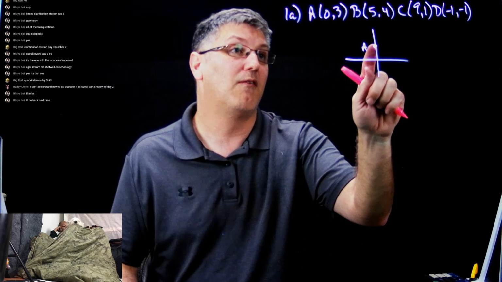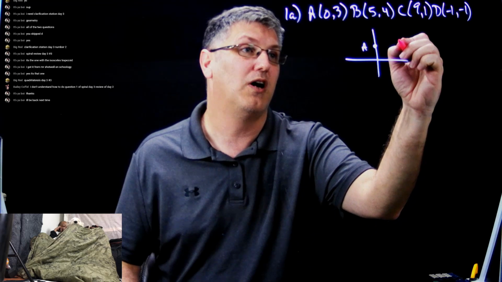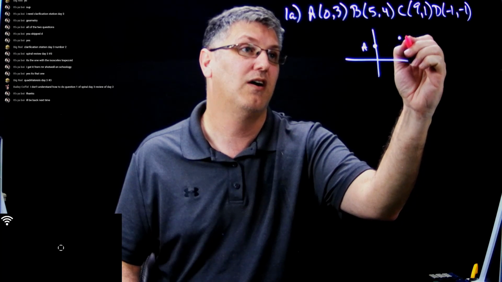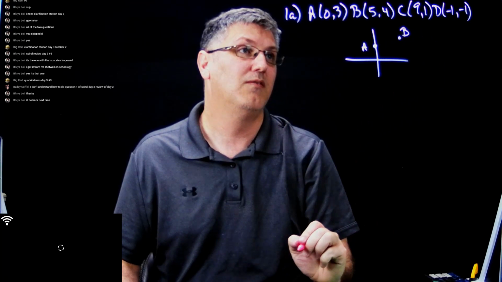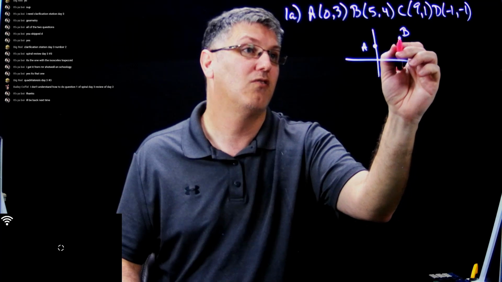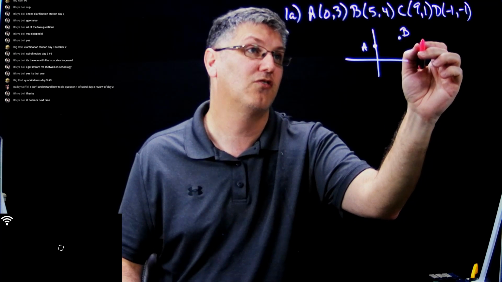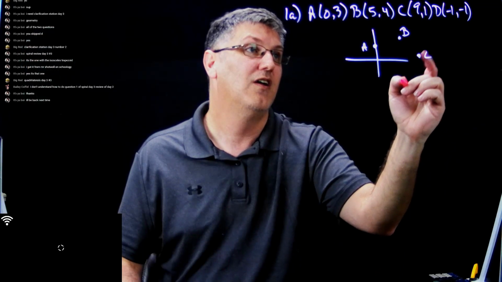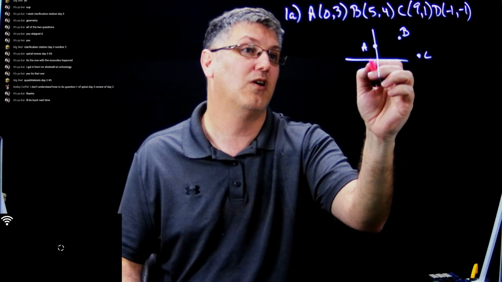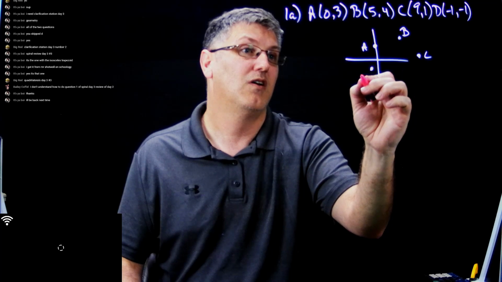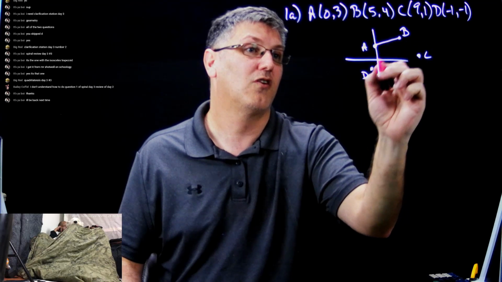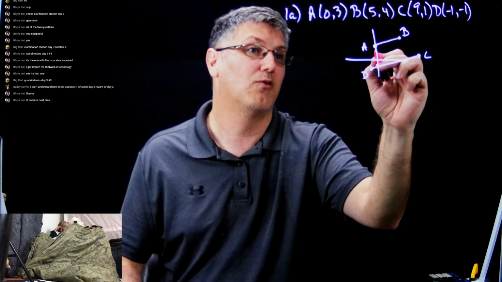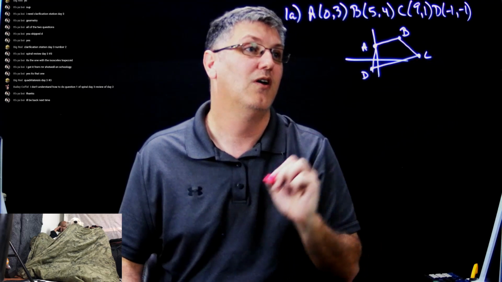All right, so then I've got 5 on the x, 4 on the y. That's got to be a little above that A. So there's B. Then I have 9. Well, this is 5, so 9's got to be over here somewhere. 1, not quite on the x-axis, is C. And then D is (-1, -1). And that's D. So here's my quadrilateral. I need to see if it's a trapezoid.